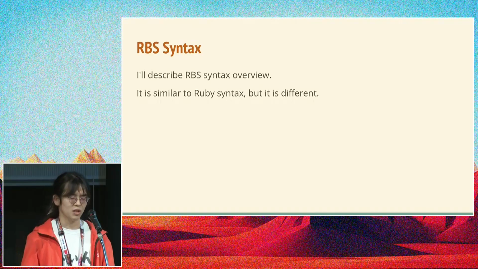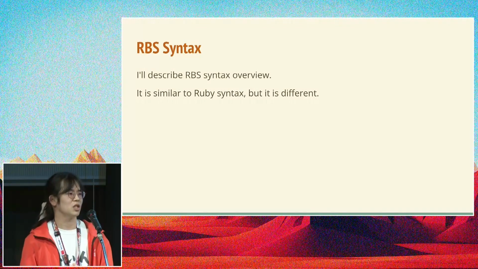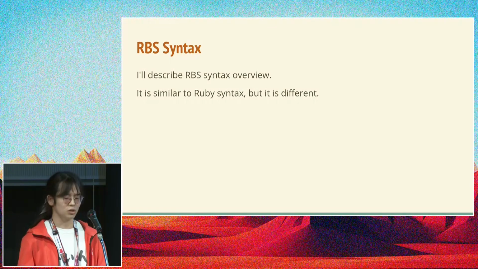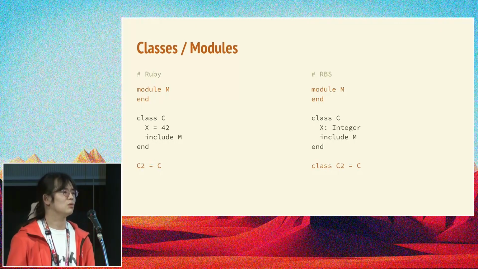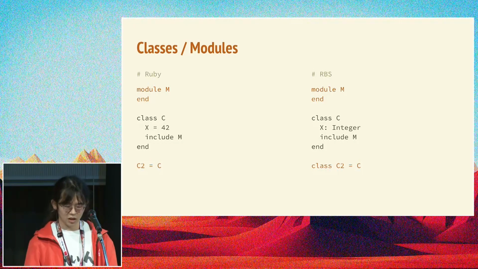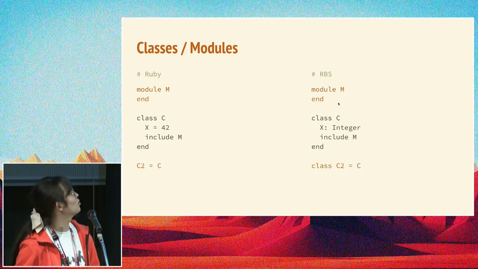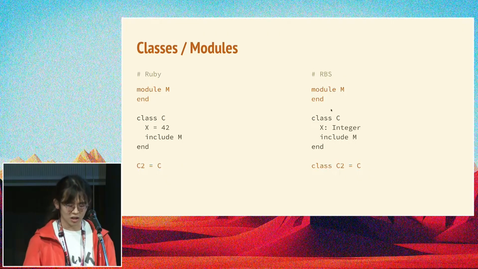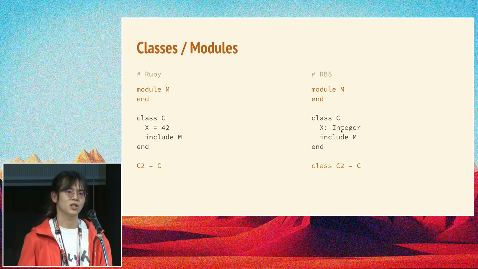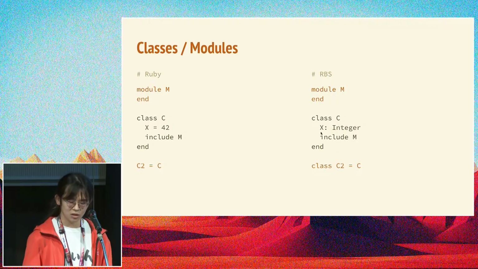Now about RBS syntax. There are many similarities with Ruby, but there are also differences. So this may confuse you in certain cases in the beginning. First, class and module definition. They are now quite close to what is in Ruby. For module definition, no difference, and for class definition, almost the same as Ruby. But the definition of a constant is different. In RBS, what you need is type information, so only Integer is given for x.